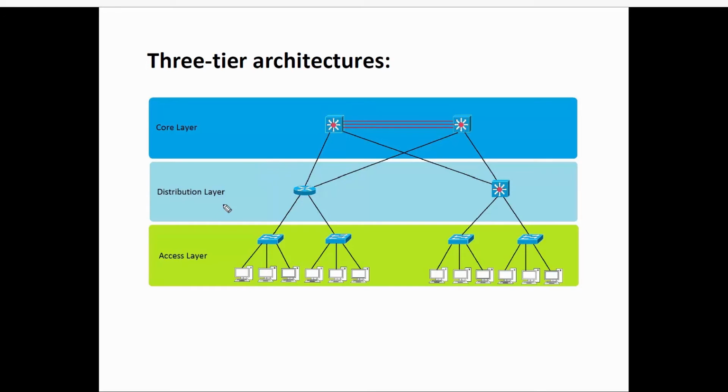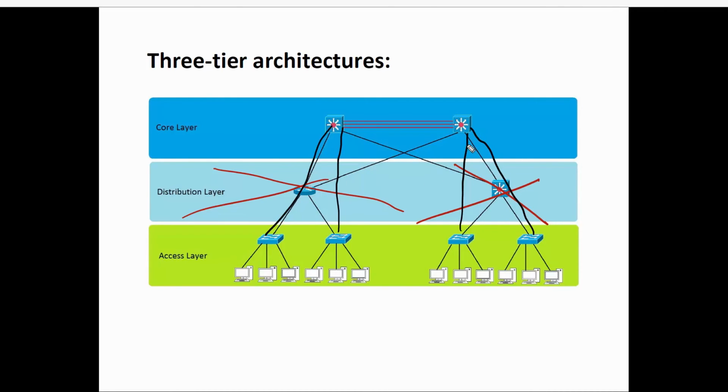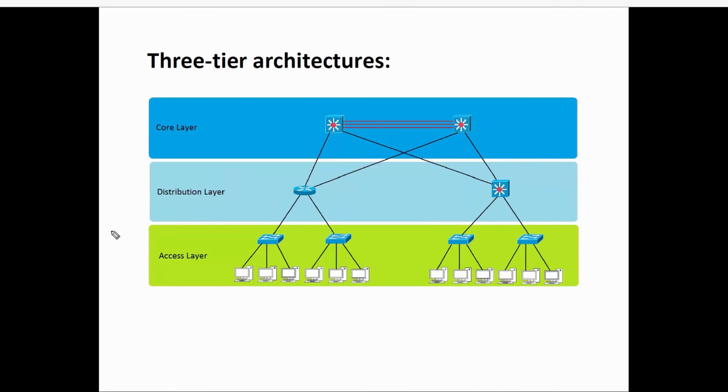But in case you don't have enough money to buy this amount of devices, you can simply eliminate the distribution layer and connect directly to the core layer. This 2-layer architecture is called collapsed core.